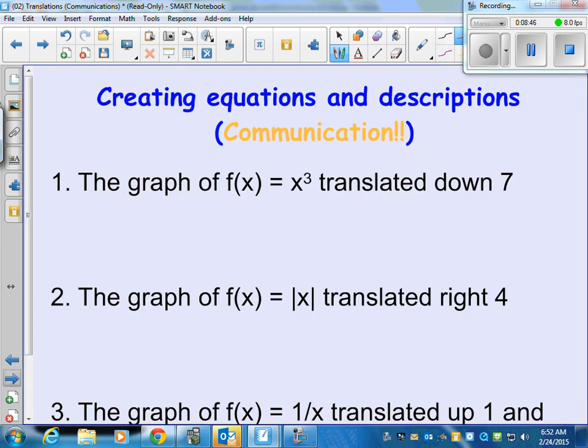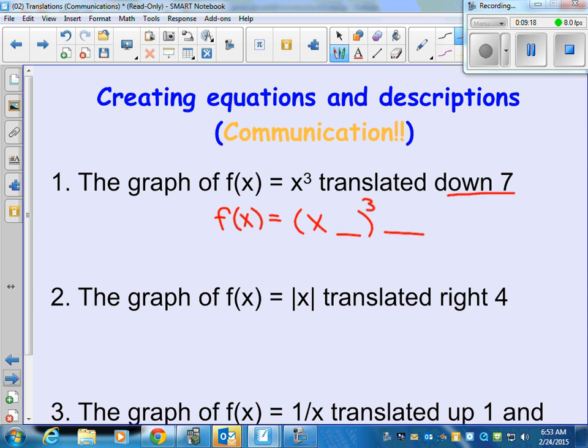Okay, now the last part you're going to see in your homework is the communications portion. Okay, now we're going to build an equation and we're going to do specific movements to it. So when you're starting to build your equation, you can think about the spots where you can place values. Okay, we've got our parent function of x cubed, and I can put something on the inside or I can put something on the outside. And then it's all based on what the operation is.